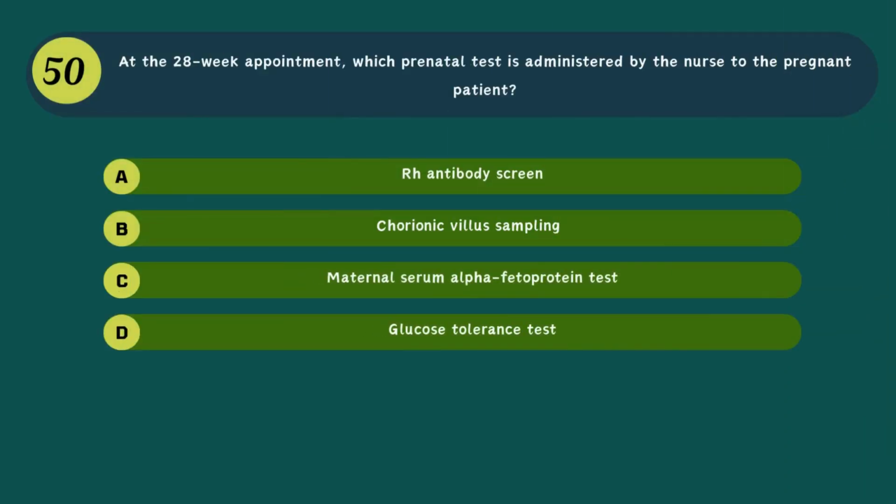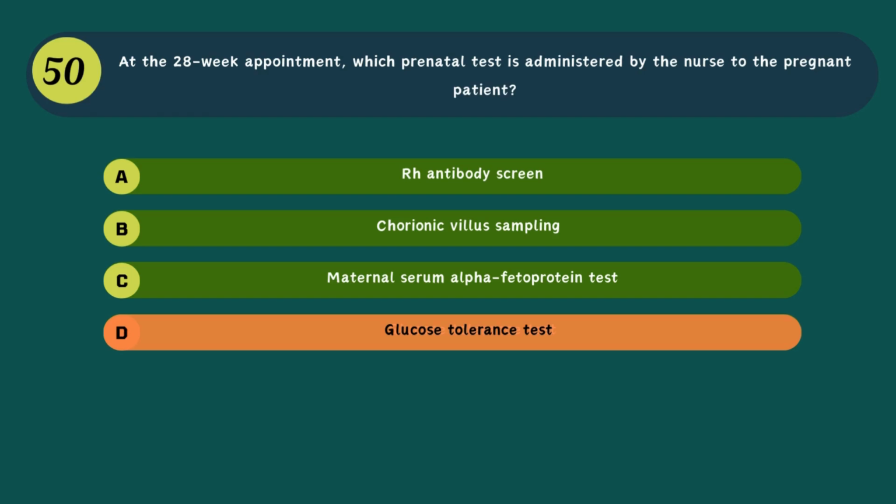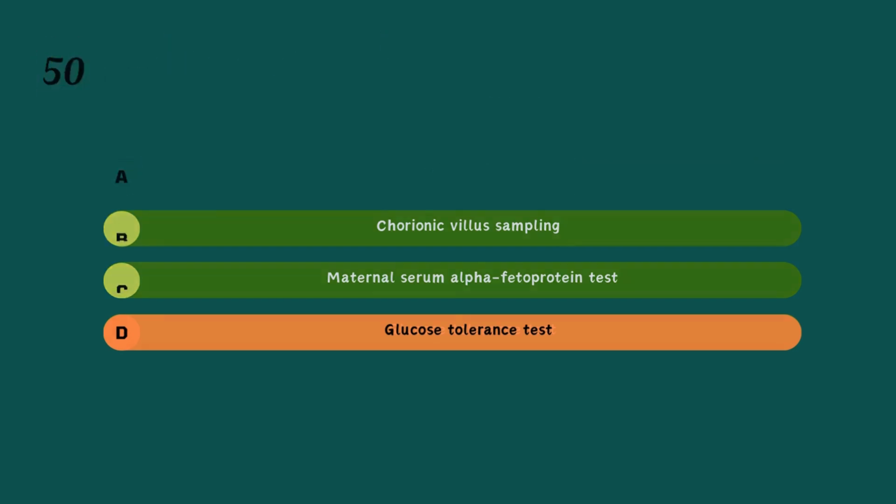Question 50. At the 28-week appointment, which prenatal test is administered by the nurse to the pregnant patient? A. Screen. B. Chorionic villus sampling. C. Maternal serum alpha-fetoprotein test. D. Glucose tolerance test. Correct answer. D. Glucose tolerance test.